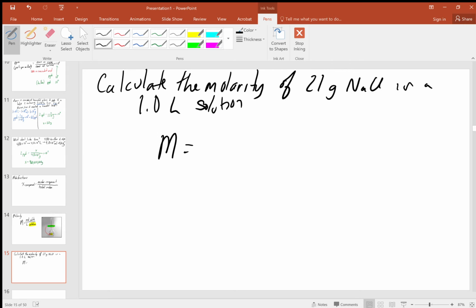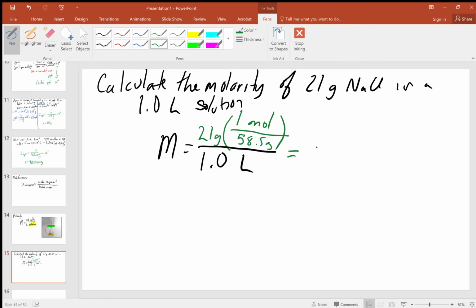So first, in the denominator we put the volume of the solution, which is given as 1 liter. In the numerator though, we need the moles of the solute. So we'll have to take our 21 grams and first convert that to moles. After we do that, we can calculate the molarity as 0.36 molar.